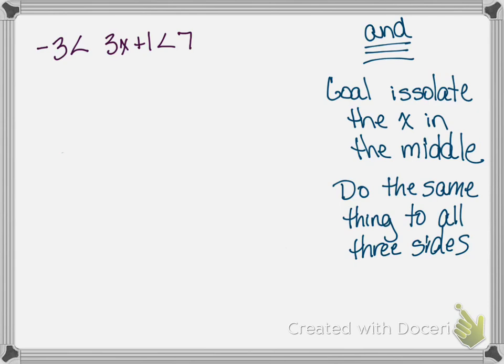So I actually have 3 parts of an inequality. When you have 3 parts to an inequality, it always means and. Always. And you can think about this being an inequality, and then you can think about this being a second inequality. Okay? So it really is 2 inequalities. The 3x plus 1 belongs to both.